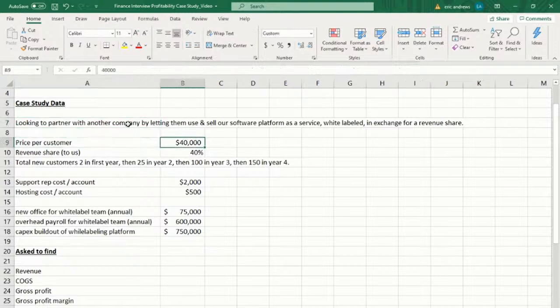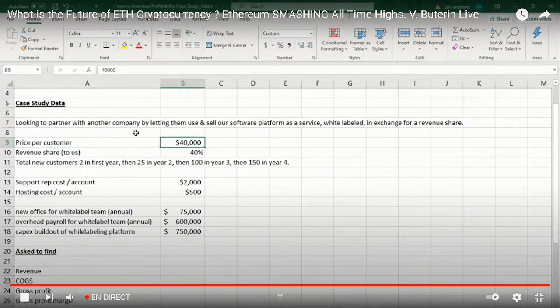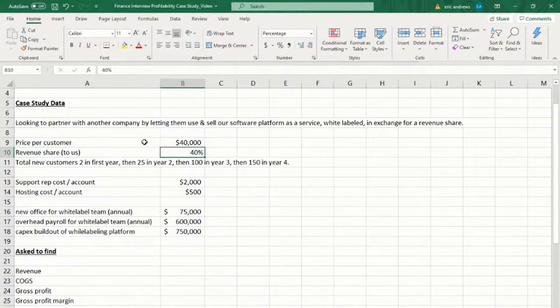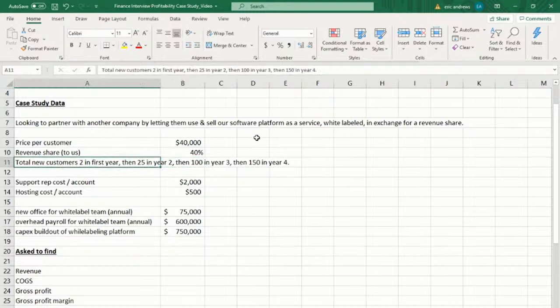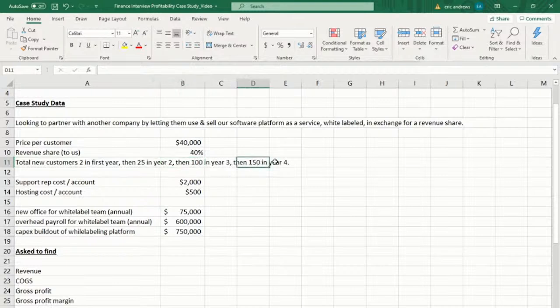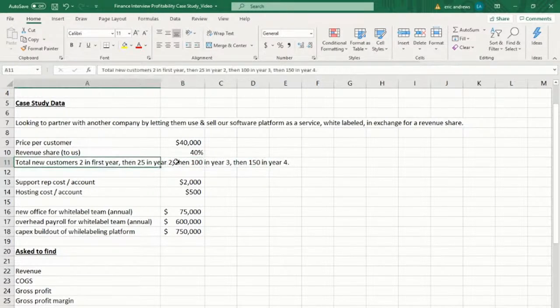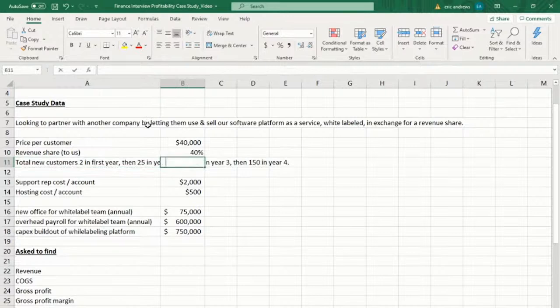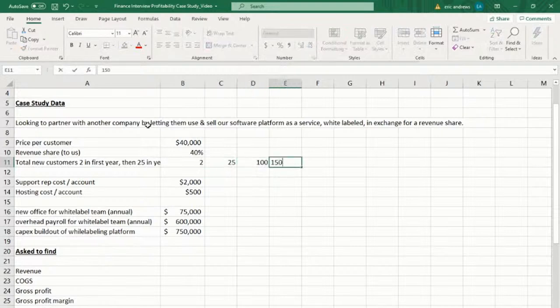So the price per customer: this other business is going to sell it to their customers at $40,000 a year. They then will pay us 40% of that revenue, and that will be our share of the revenue. And then they have said that they expect in the first year of operations, they could onboard 2 customers. Then in year 2, 25, in year 3, 100, and then in year 4, 150. So let's just put that in right here. 2, 25, what did I say, 100 and 150, okay?